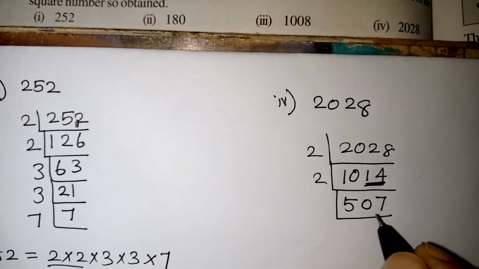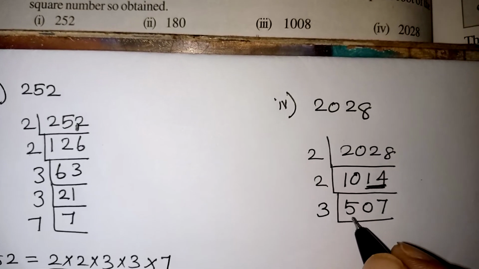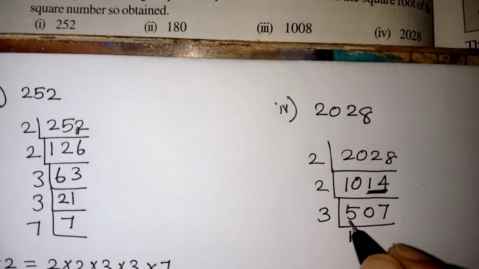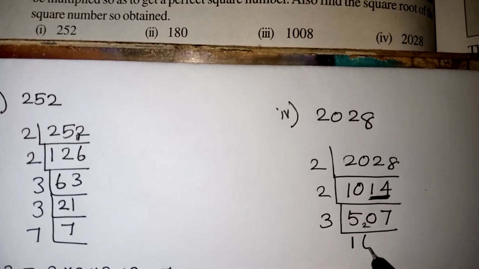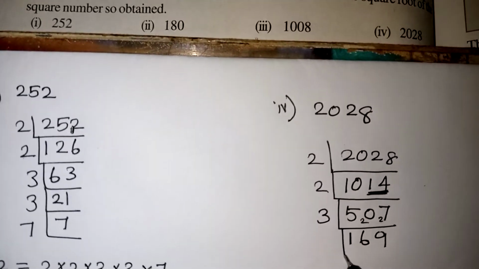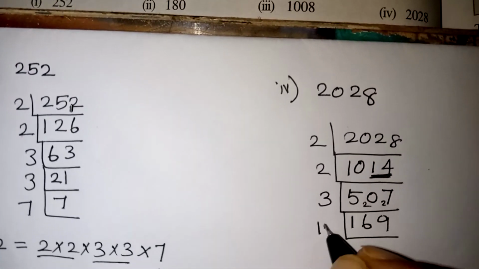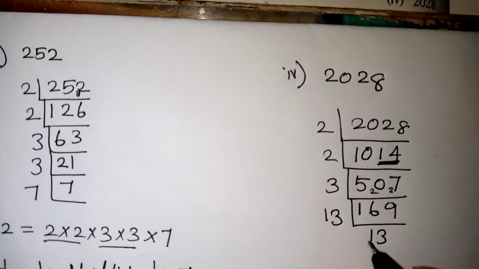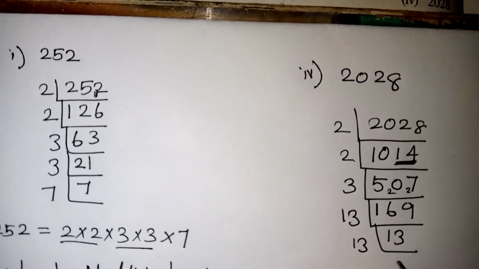So it will come in the 3 table definitely. In the 3 table, 5: 1 3 is 3 is possible inside. Remainder 2. 6 3s are 18. Balance 2. 9 3s are 27. Now 169 is 13. 13 13s are 169. Write it 13 and 13. Again 13 table one time.